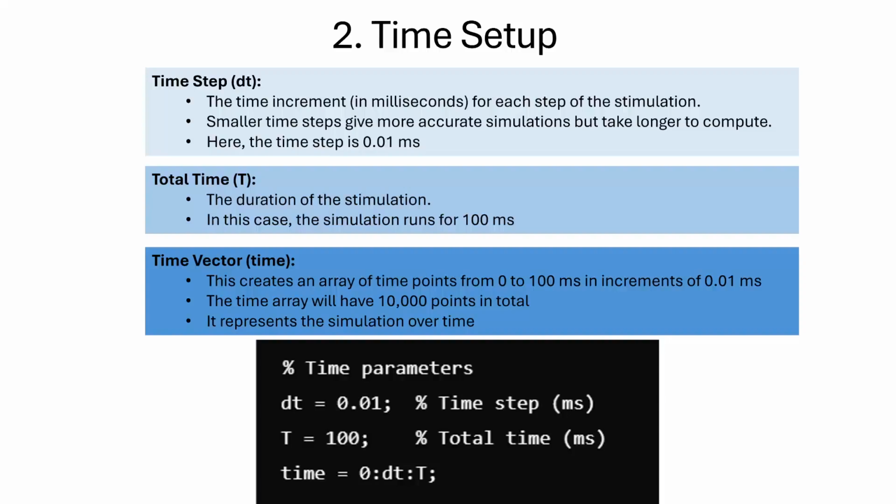Then we have the time vector, which creates an array of time points from 0 to 100 milliseconds in increments of 0.01 milliseconds. So we have 10,000 points in total, and it represents the simulation over time. This is the code.